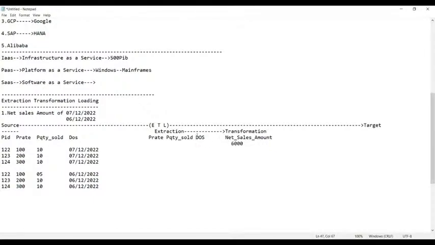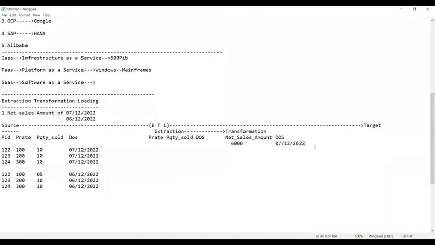Now date of sales is also required, so I'm adding one more column here, date of sales. The date of sales is 7/12/2022, so just paste it here. Now you have found the net sales amount of the 7th day of December 2022, which is 6,000 rupees.